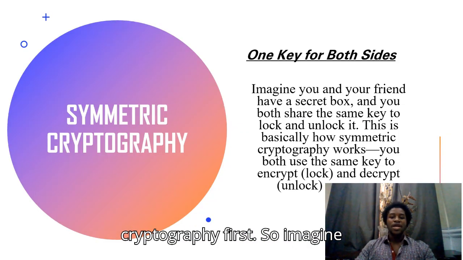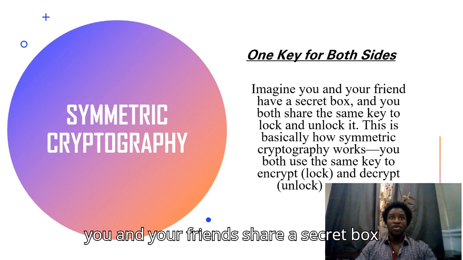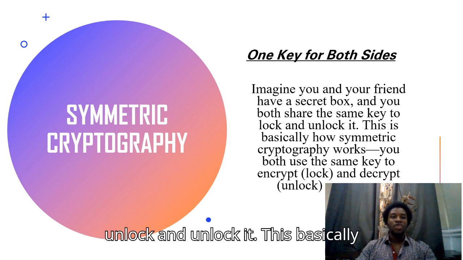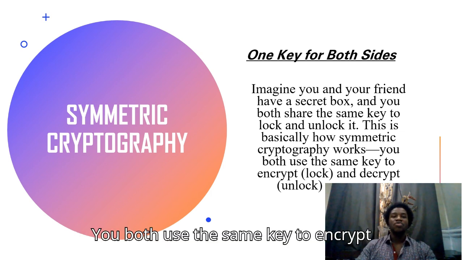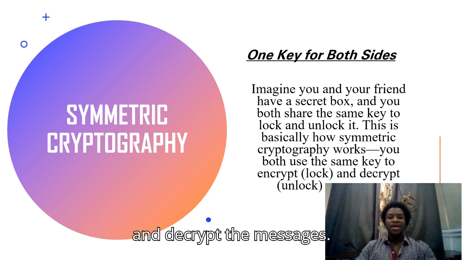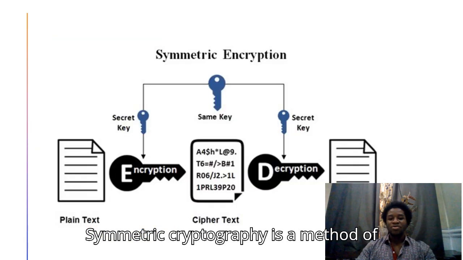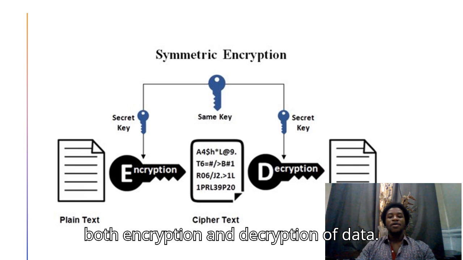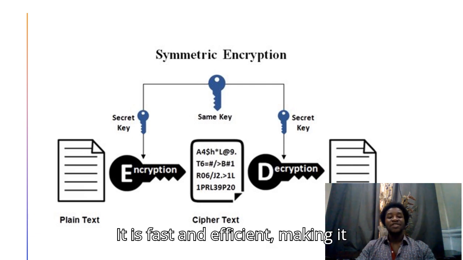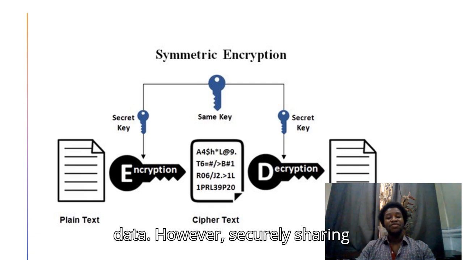So imagine you and your friend share a secret box and both of you use the same key to unlock it. This basically shows how symmetric cryptography works. You both use the same key to encrypt (lock) and decrypt (unlock) the messages. Symmetric cryptography is a method of encryption where the same key is used for both encryption and decryption of data. It is fast and efficient, making it suitable for encrypting large amounts of data.